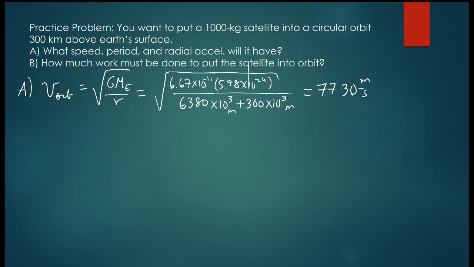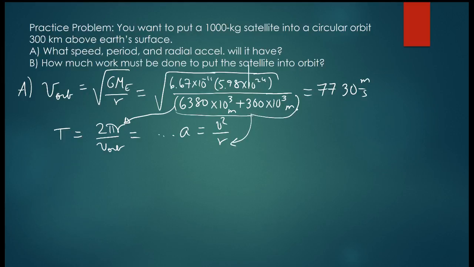Okay, so that's something like 7,730 meters per second. Okay, if I want to get the time, well, that's just going to be 2 pi r over this v orbital, and you can plug that in. Just make sure that you use this value here for r. Okay, and then if we want the acceleration, that's just v squared over r. And again, you're using the same thing. This whole thing is going in for r.